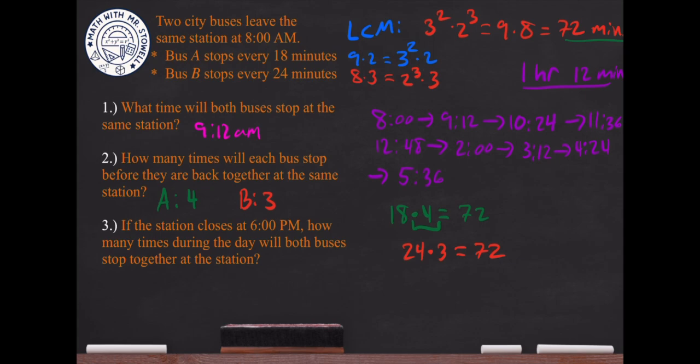And part 3, if a station closes at 6 p.m., how many times during the day will both buses stop together at the station? Well, we already did the work in part 1, and we see that they stop 8 times.